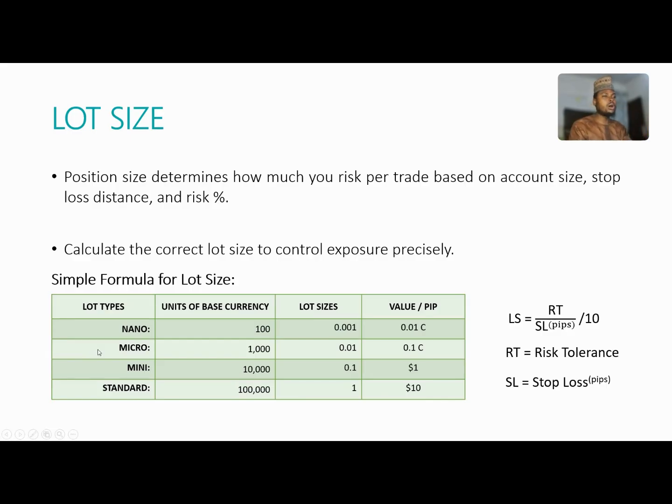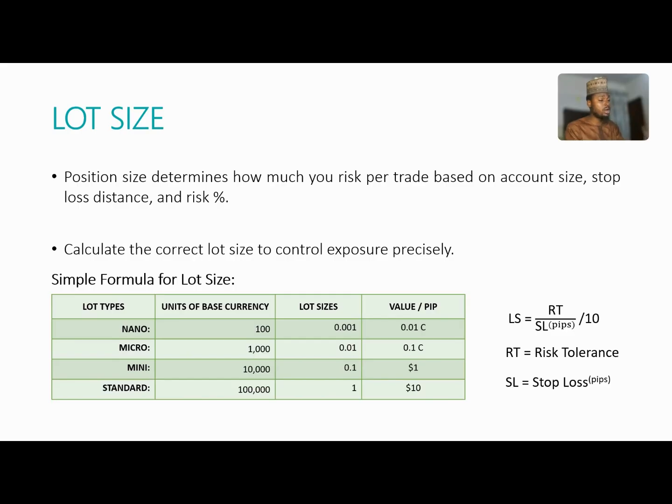So the second one is micro lot, which has a unit of base currency of 1000. That means if you put $1 in your account, if you trade using $1, that means you are going to what? Or let's say if you are risking $1, let's make it that way.